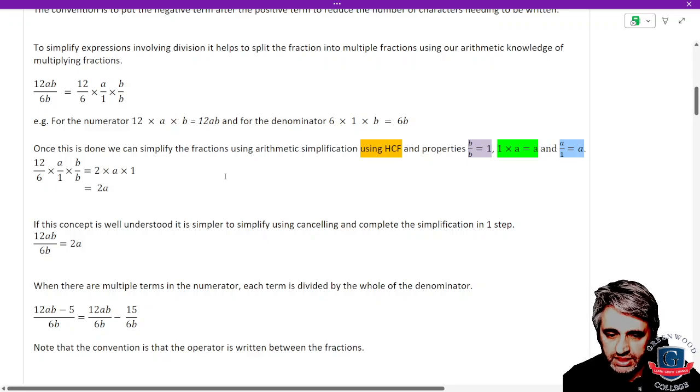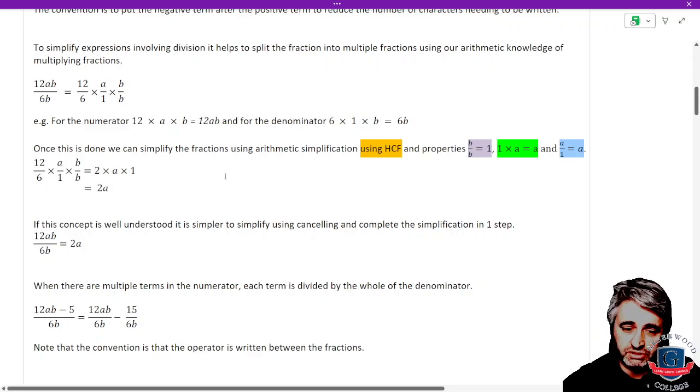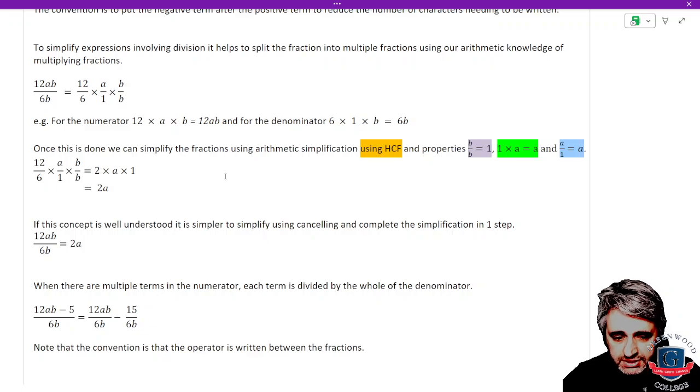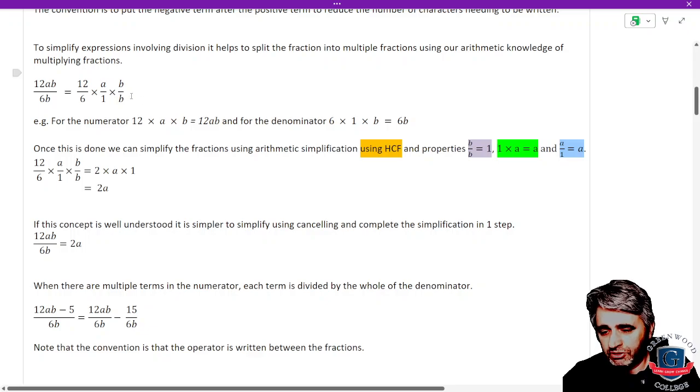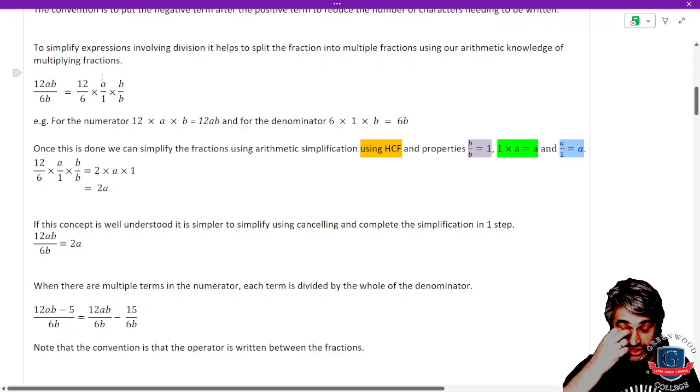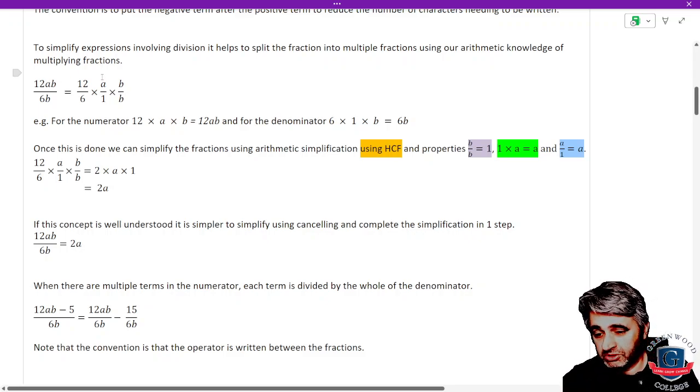So, easy to do when there aren't fractions. What do we do when there are fractions? We talked about this earlier. Here the fractions start. So if we have 12ab on 6b, if we want to simplify it, we split it into multiple smaller fractions. From our arithmetic knowledge, we know that if we're multiplying multiple fractions, we just multiply the numerators and multiply the denominators.